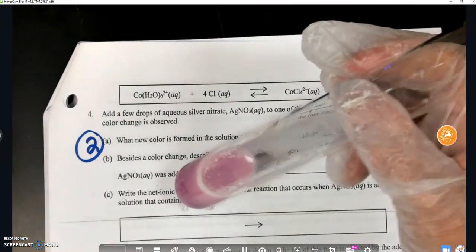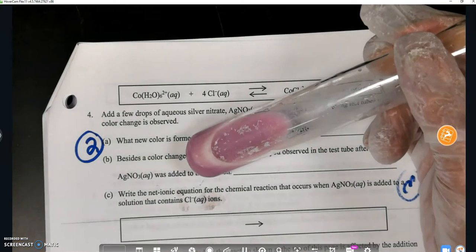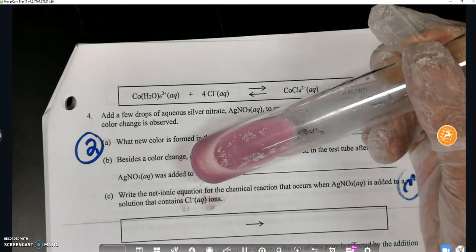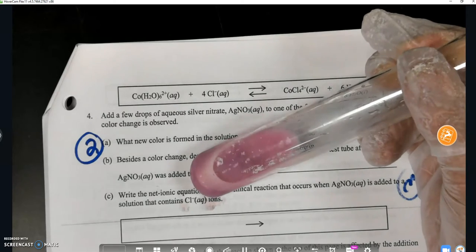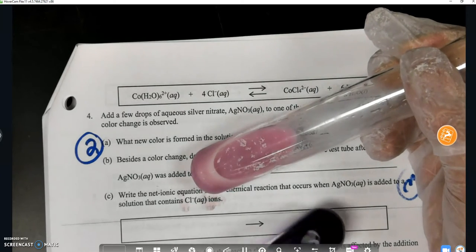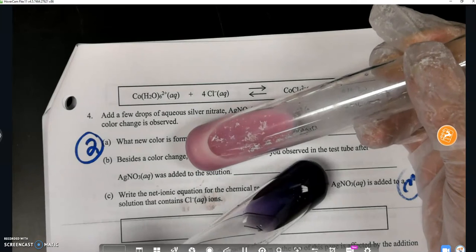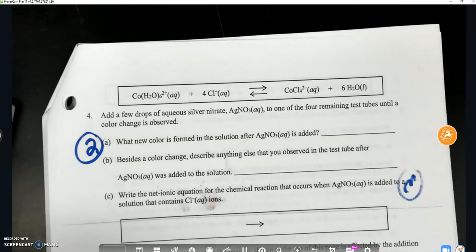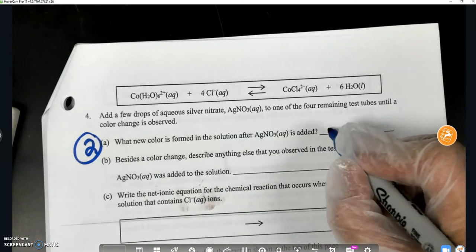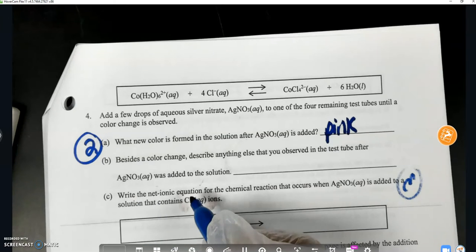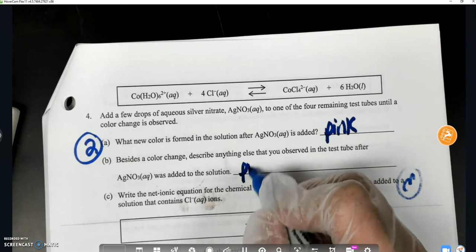All right, two things happened here, didn't they? I've got a color change, and I also have a precipitate when I add it. Here's my control, here's my violet solution, and when I added silver nitrate, I got this precipitate. So what is the new color formed? It is pink. And when silver nitrate was added to the solution, I formed a precipitate.